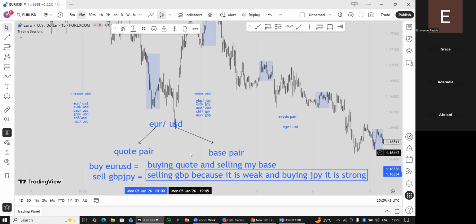Active. So now we've talked about what Forex is. We've talked about the types of currency pairs. We've talked about differentiating the base and quote, how to differentiate, and we've talked about what it means to buy a currency pair and what it means to sell a currency pair. Now, I was telling you guys about the different types of trading that we have.